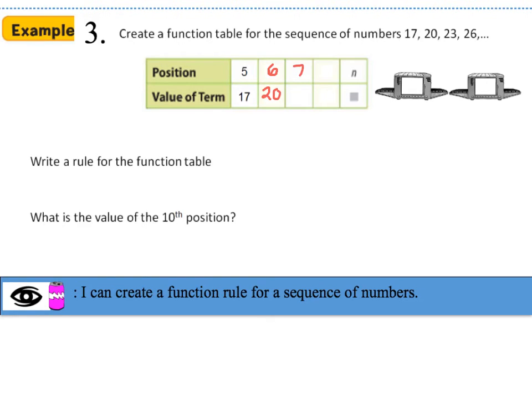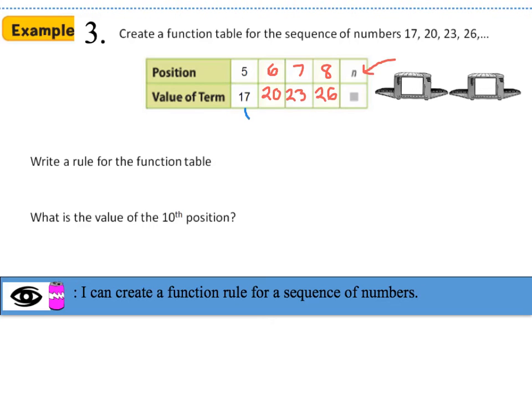And the 7th position will be 23. And the 8th position will be 26. In the last box, they're giving us the value of n. So that doesn't have to be the 9th position. That could be the 20th position, or the 40th position, or the 100th position. It could be any number in the world. So let's go ahead and take a look at our pattern.